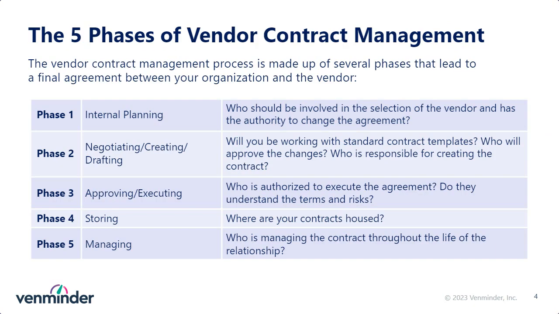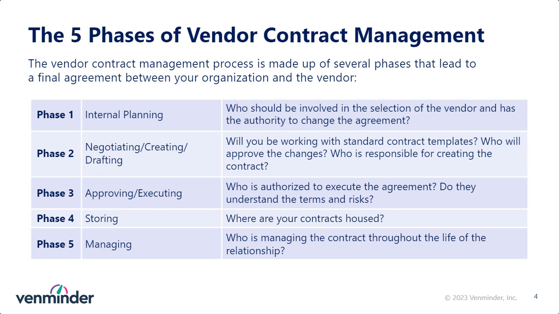We have so much material to cover in today's webinar, but I want to start with a very brief overview of the 5 phases of vendor contract management, since we're talking about contract management. Just take a quick review of this. The first phase is, of course, that internal planning: who needs to be involved in the selection of the vendor and the authority to sign the agreement. Then comes the negotiating, creating and drafting of the agreements between the two parties. Will you use standard templates? Will you use their template? Do you have external or internal legal counsel reviewing?